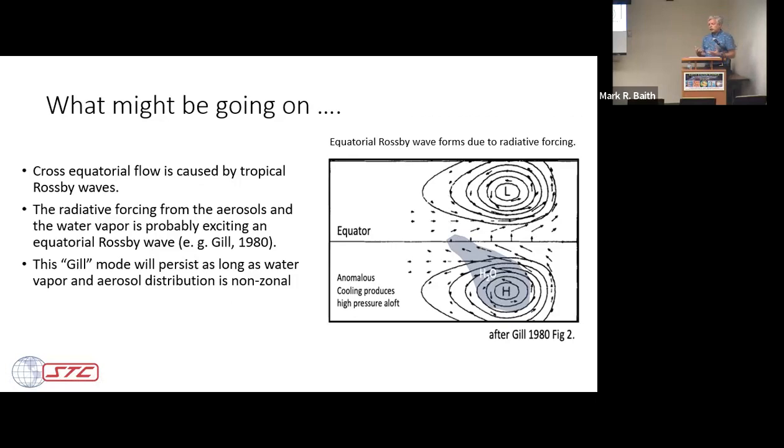And so my hypothesis is that the strong radiative forcing associated with the cloud, both the water vapor and aerosols, is forcing a Gill mode. Remember, the cloud is very localized at the initial part, and it will force these kinds of modes in the equator, and they have cross-equatorial flow.